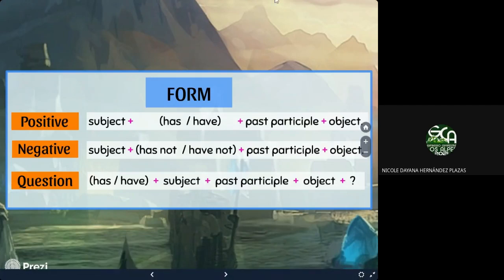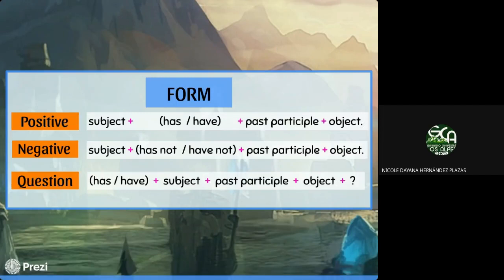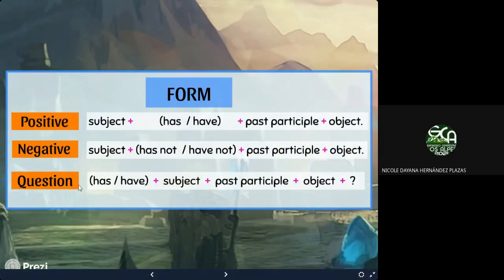Someone different. Let's start with someone in the virtuality. Fabian, can you please give me an example of a question in present perfect? Fabian, are you there? Give me an example of a sentence in present perfect, a question, an interrogative sentence.